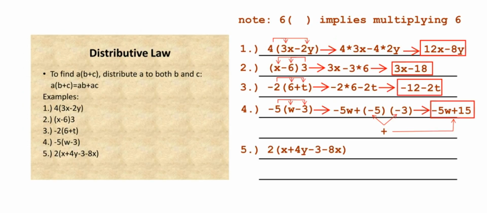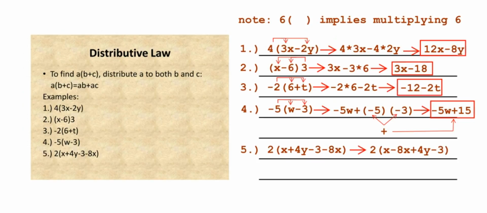And number 5, we have 2 times in parentheses, x plus 4y minus 3 minus 8x. Recommendation, simplify if possible. Always try to simplify, it'll make your life so much easier. Is there anything we can combine in the parentheses? Is there anything similar? Do remember the idea of apples, oranges, and bananas. I have a box of oranges, 4 boxes of bananas, I'm missing 3 apples, and I'm missing additionally 8 boxes of oranges. So let's combine them.